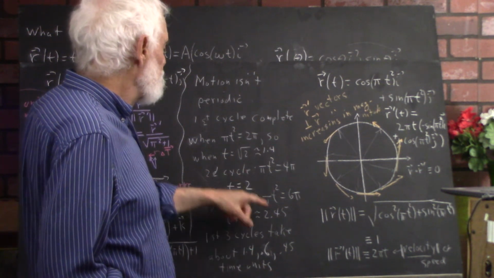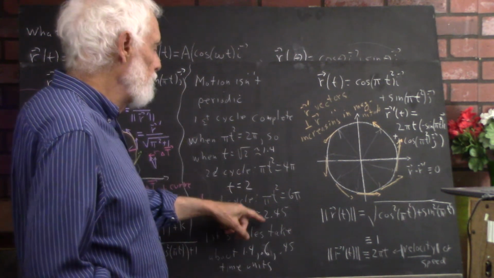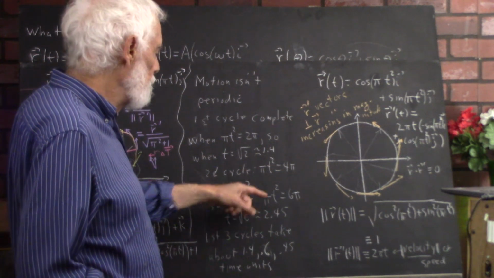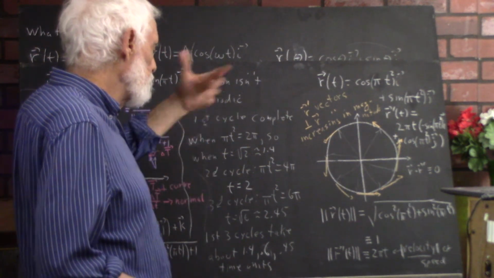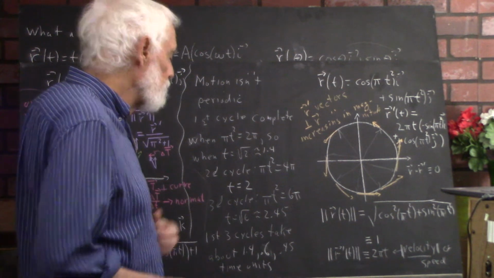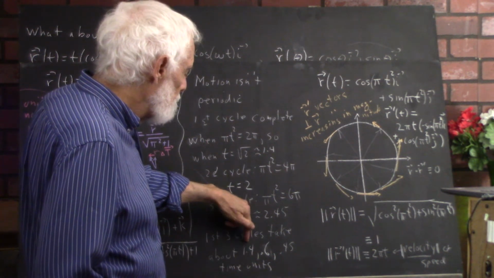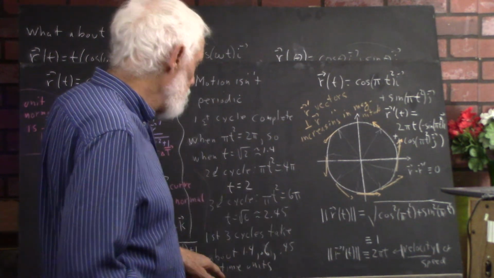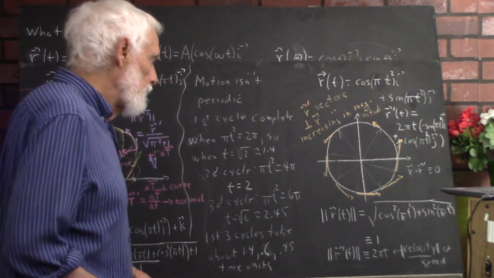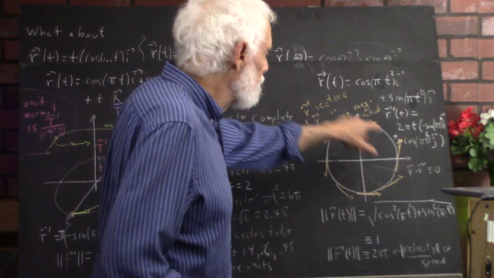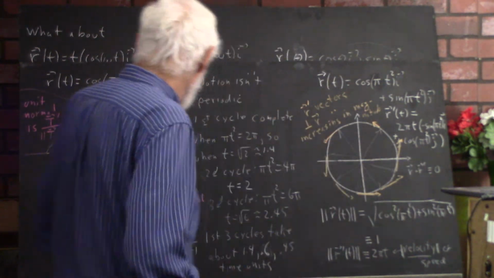Which means that the third cycle occurs between t equals 2 and 2.45. It takes 0.45 seconds or time units for the third cycle to complete. So cycles complete in respectively 1.4, 0.6, and 0.45 units of time. So you're going around this circle, then you're going around much faster than that.